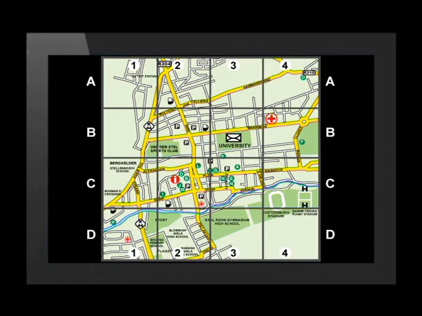How about if our map has a grid reference system? How would we use it to locate a place? This street map has a grid reference which uses alphabet and numbers. To find the grid reference of the place, we must first find the place on the map. The university is located in block B3 and the hospital is in B4.